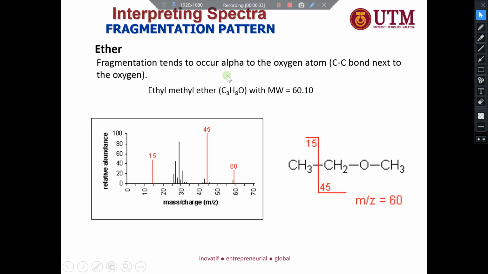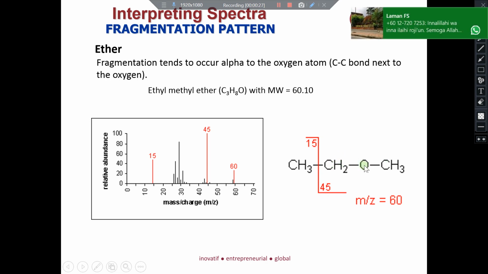Okay. The next one is ether. For the ether, the fragmentation occurs alpha to the oxygen atom, the C double C bond next to the oxygen. Okay. In the case of ether we have the COC, right? The cleavage or the fragmentation will occur at the C double C bond after the C and O here lah. Kalau kata kita have CO here, dia akan pergi ke sini. Kalau we have C over there, dia akan pergi C ke sana. Okay.